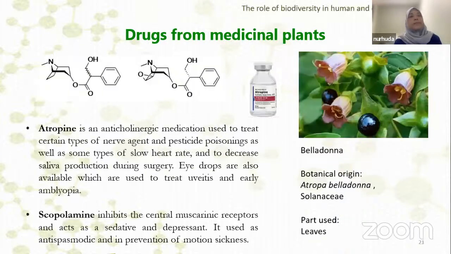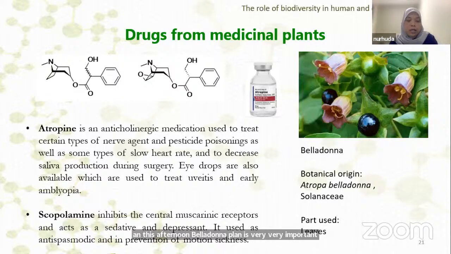Okay, next please. All right, so these are atropine and scopolamine. These are from the belladonna plant. It's very, very potent and very toxic as well. So the name belladonna comes from history, a long time ago. I don't know how long, but it's a very long time ago.